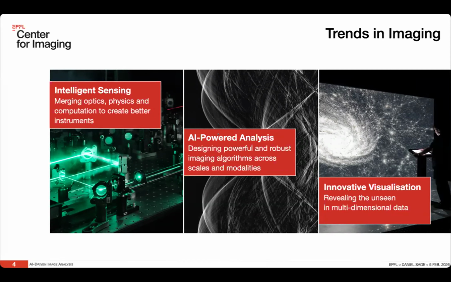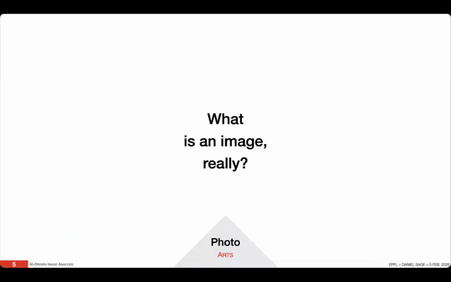So, imaging sensing. In terms of analysis, obviously we have a lot of impact from all the modern tools provided by AI, and the very nice models that we have now with deep learning. And also in terms of visualization, there are new ways to visualize, specifically because we now have multidimensional data that can help to reveal some unseen information. So that's for the trends.